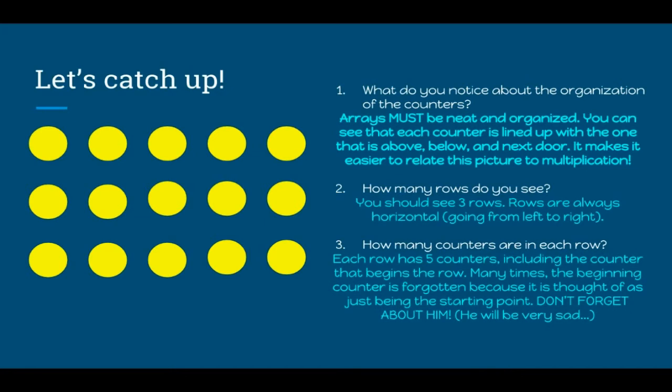How many counters are in each row? As you looked across from left to right, you should have been counting each of the counters or the circles that you see. Each row has 5 counters, including the counter that begins the row. Many times, the beginning counter is forgotten because it is thought of as just being the starting point. Don't forget about him. It's going to be really sad.